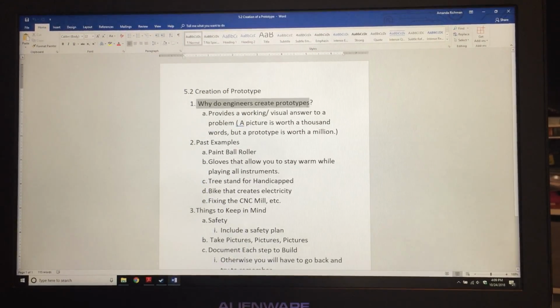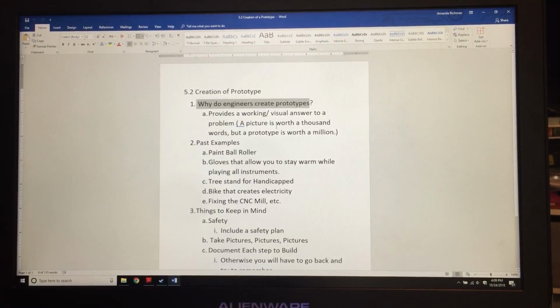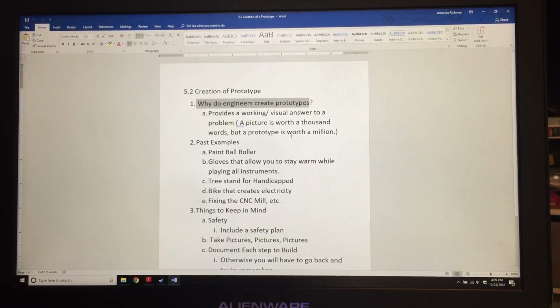The first thing is, why do engineers create prototypes? To provide a working and visual answer to the problem. A picture's worth 1,000 words. A prototype's worth 1,000,000. Being able to show that you can physically solve the problem is much better than saying, we have the idea and we think it'll work, but we can't really prove it because we didn't build a prototype. Having that prototype allows you to prove that this is going to solve the problem you identified at the beginning of this project.